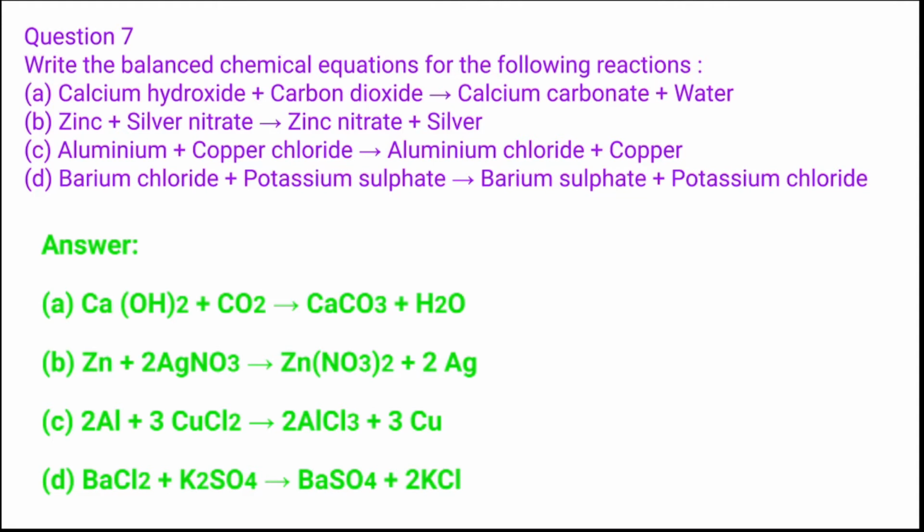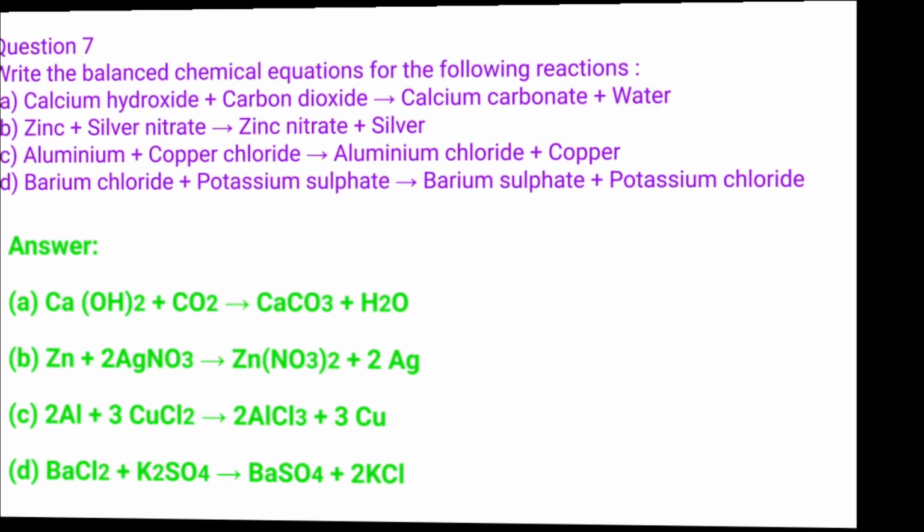Third one is aluminium plus copper chloride gives aluminium chloride plus copper. Answer is 2Al plus 3CuCl2 gives 2AlCl3 plus 3Cu. And the last one is barium chloride plus potassium sulfate gives barium sulfate plus potassium chloride. And the answer is BaCl2 plus K2SO4 gives BaSO4 plus 2KCl. Let us move on to the next question.